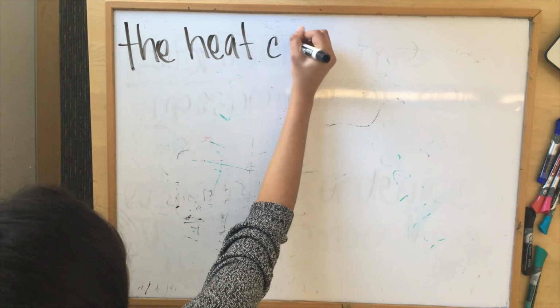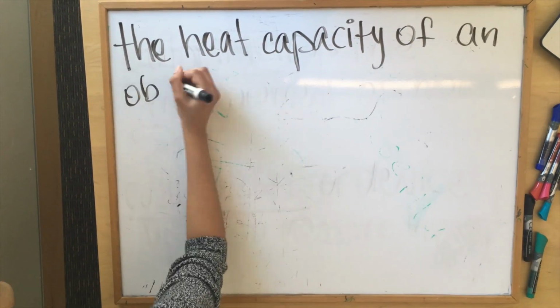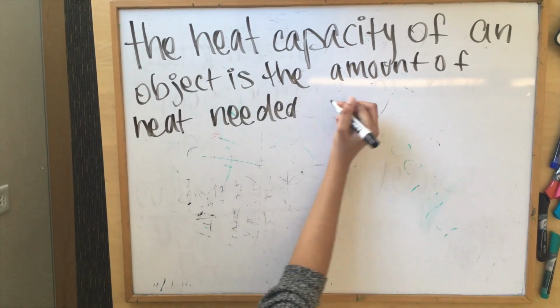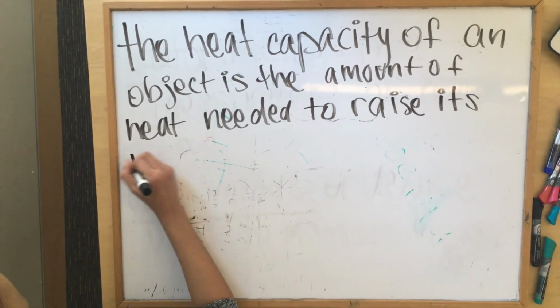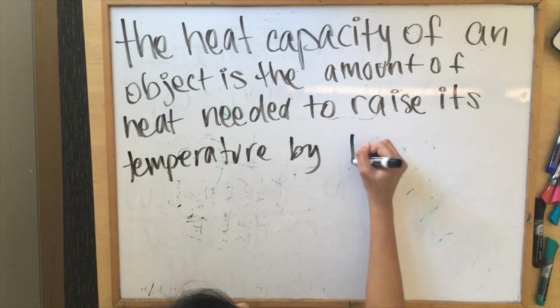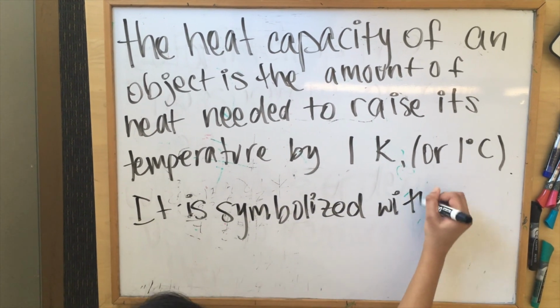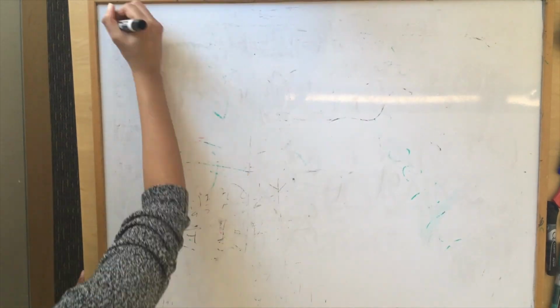The heat capacity of an object is the amount of heat required to raise its temperature by 1 Kelvin or 1 degree Celsius. It is symbolized with the letter C. If you think about it, the greater the heat capacity, the greater the amount of heat needed to produce an increase in temperature.